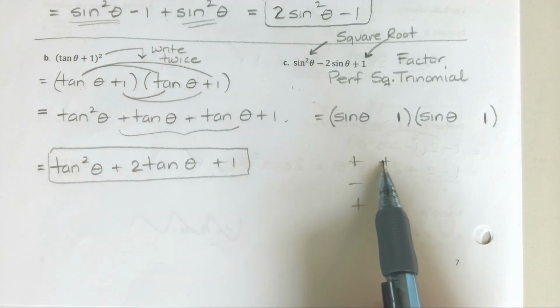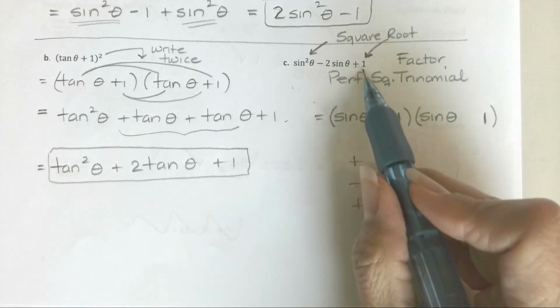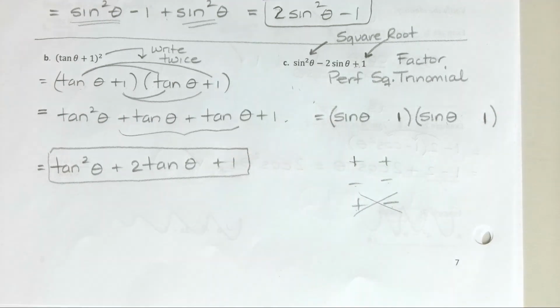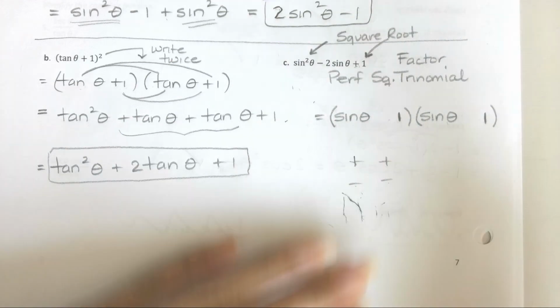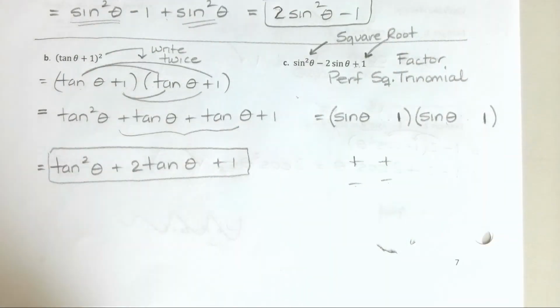Does positive times positive give me a positive? Yes. Does negative times negative give me a positive? Does positive times negative give me a positive? So that's definitely not a possibility, right? So I'm going to take that off the possibility. Now we have to decide, is it plus plus or minus minus? How do you decide that one? What's it going to be?